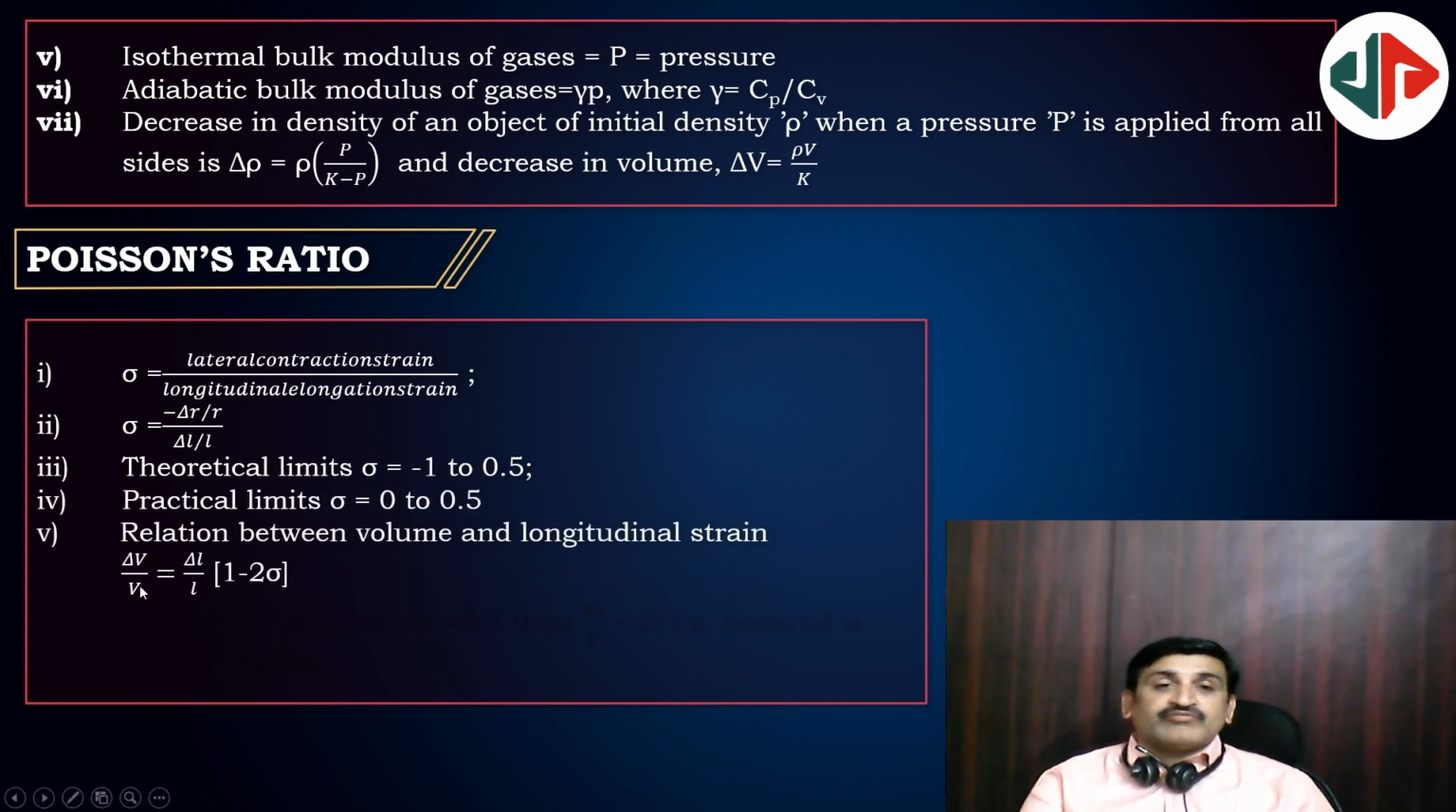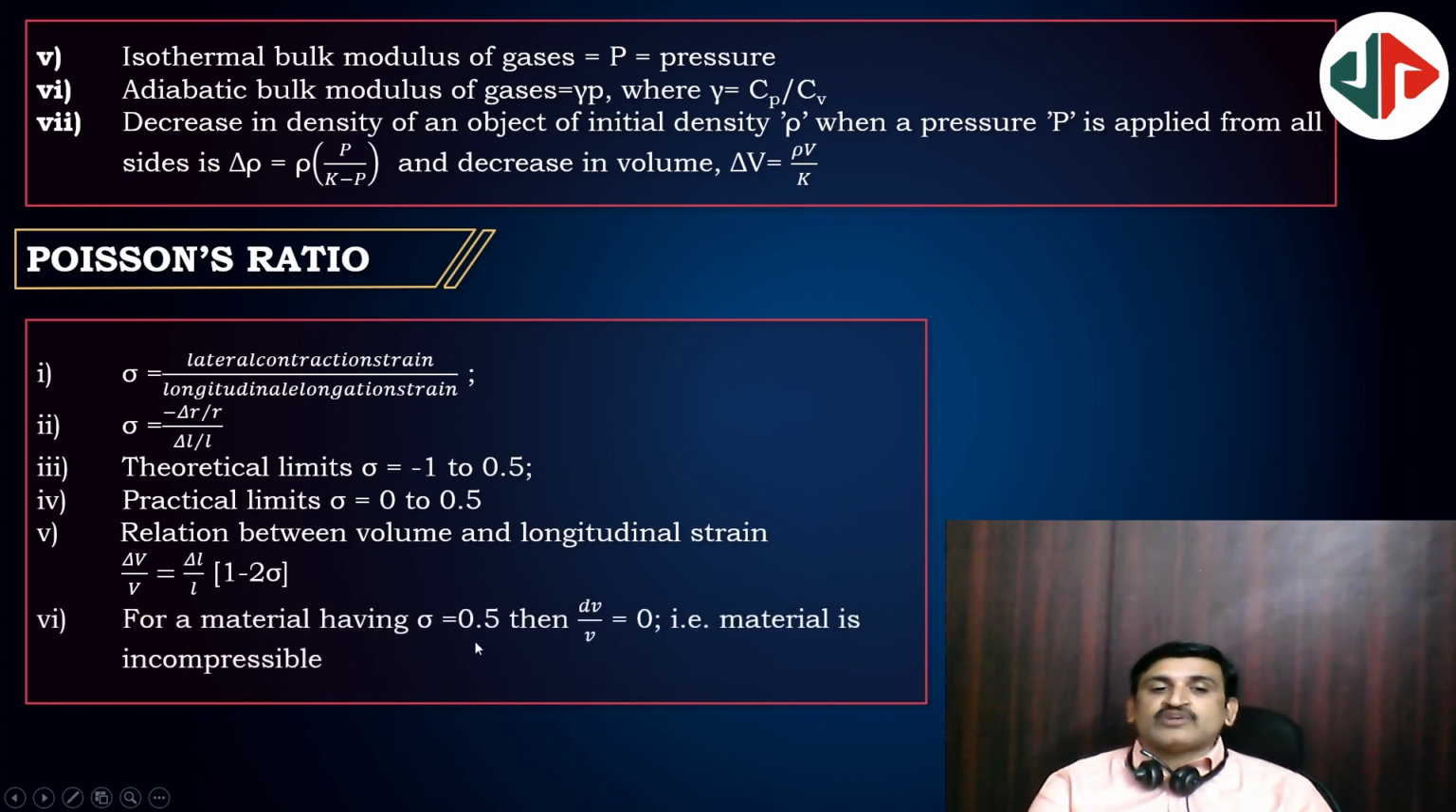And fractional change in volume is equal to fractional change in length into 1 minus 2 sigma. This is the relation between length change and volumetric change. If sigma is 0.5, then fractional change in volume will be 0.